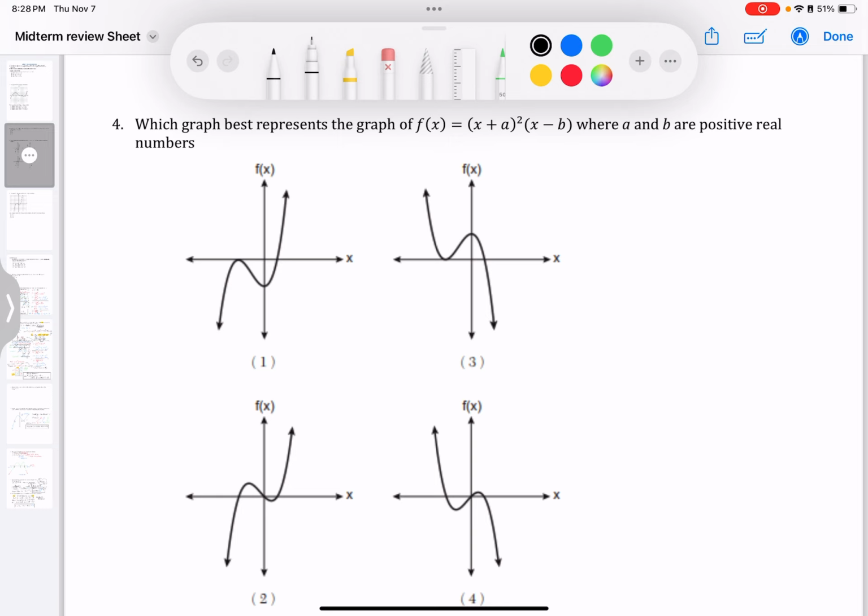Sorry, something is really funny. I don't want to start this over. Let me continue doing this. Where a and b are positive real numbers.